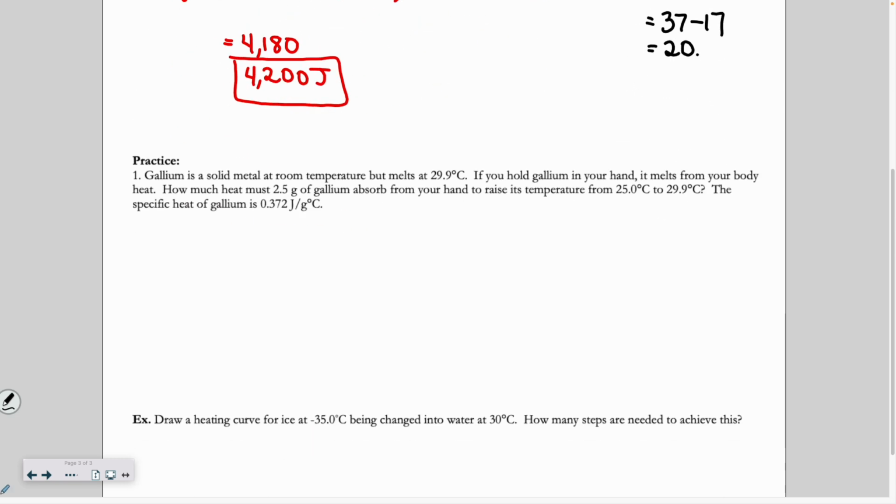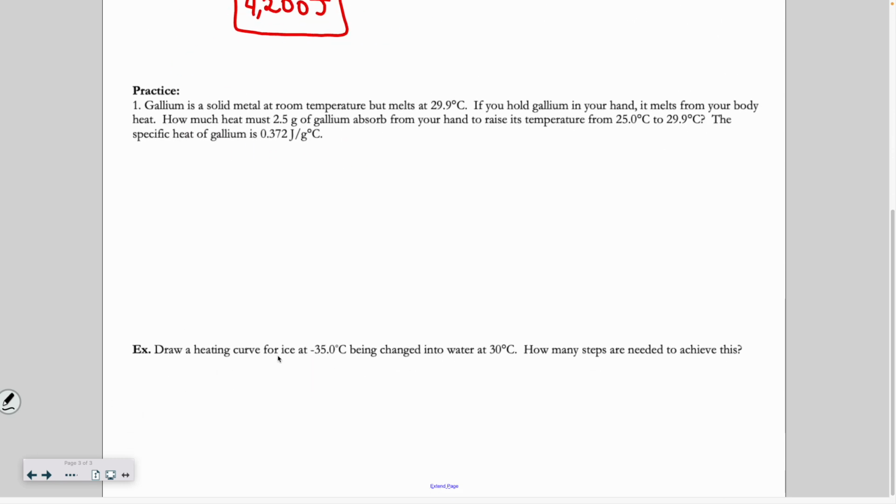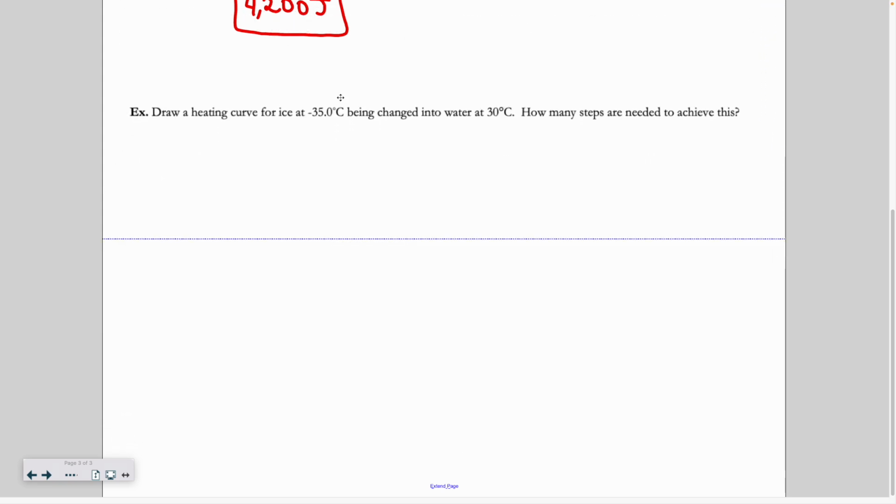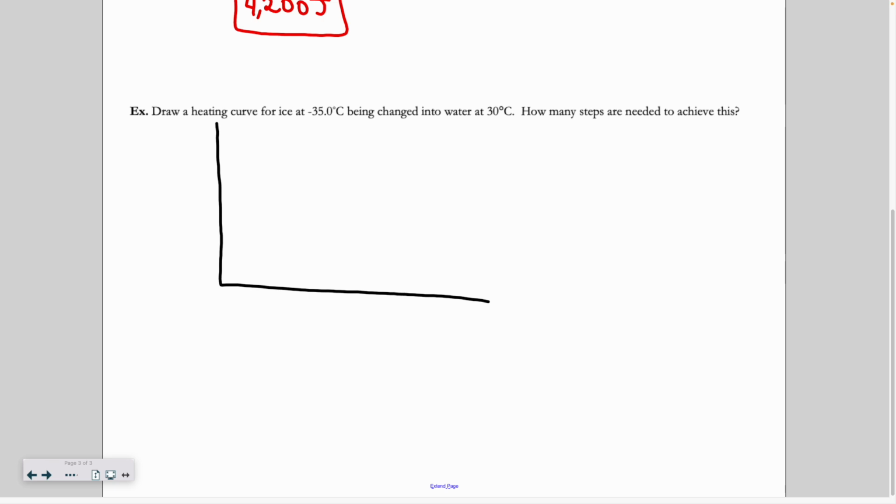Okay, so last thing we're going to do, let's put it all together. I'm going to move this up here so we can see this better. All right, draw a heating curve. I'm going to draw a heating curve for ice. So again, we're dealing with water. So I know that my melting point is 0 and my boiling point is 100.